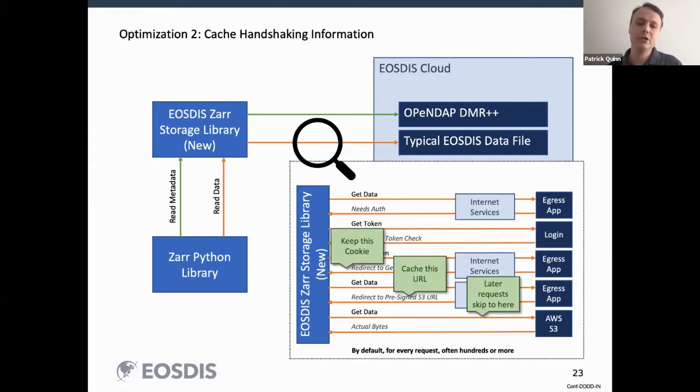With very slight changes, though, we can make it so that we pay that price once, and then once we've gone through that sort of handshaking, we have a pre-signed S3 URL, and all of our subsequent requests are going straight to S3 over HTTPS and working just about as quickly as they can.